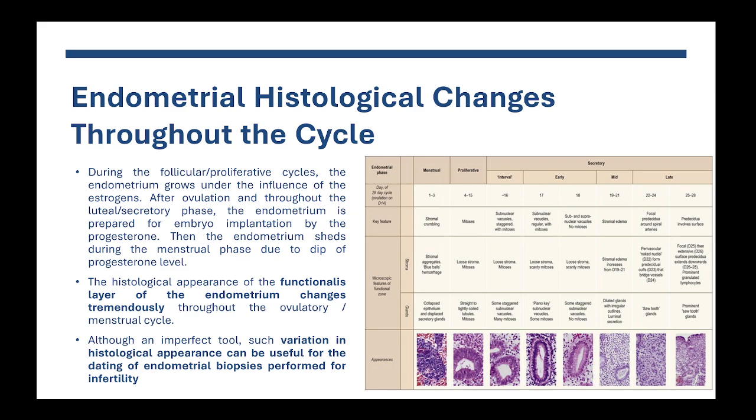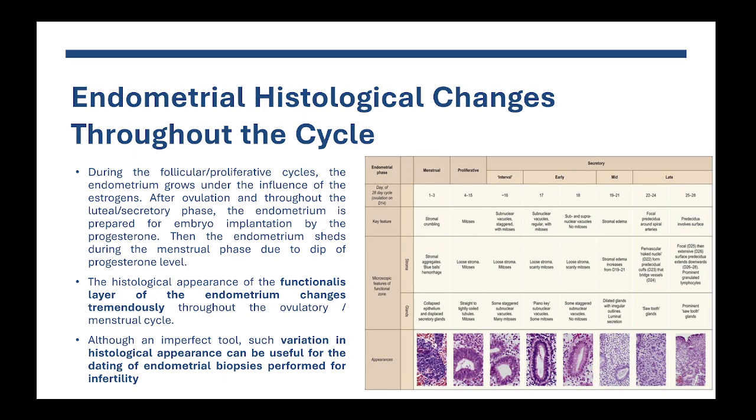Okay, so we said that throughout the cycle, the appearance of the endometrium will change tremendously, and mainly it's the functionalis layer of the endometrium that will change. This fact can be used by pathologists to provide a dating of the endometrium on endometrial biopsy. Mainly that can be useful for patients with infertility.